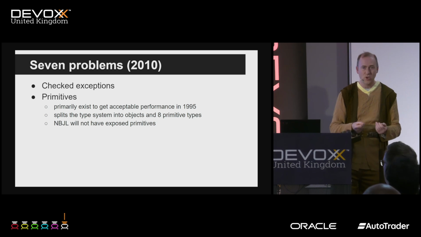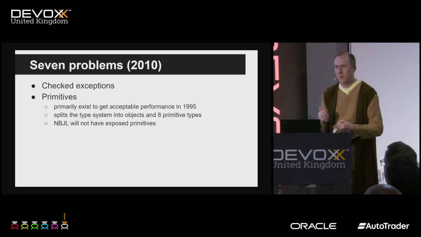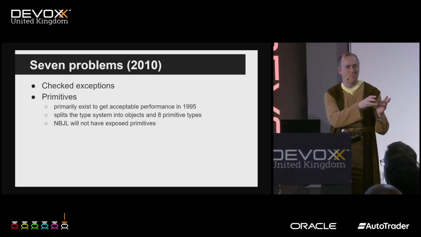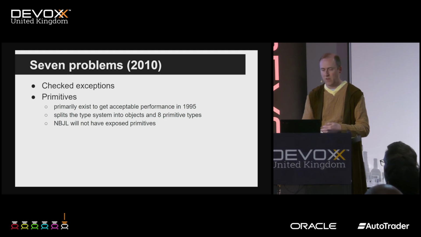Computers in 1995 were not fast, right? The sole reason why we have to deal with primitives is because of that. If you were designing a language today, you can put an object representation of a number and have the compiler send it down to be a primitive underneath the scenes if you want to. But that wasn't possible at that time.